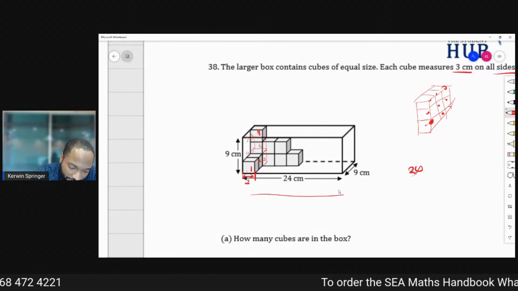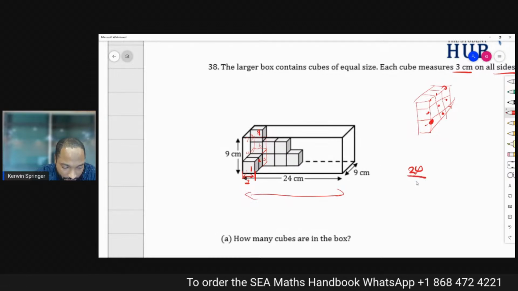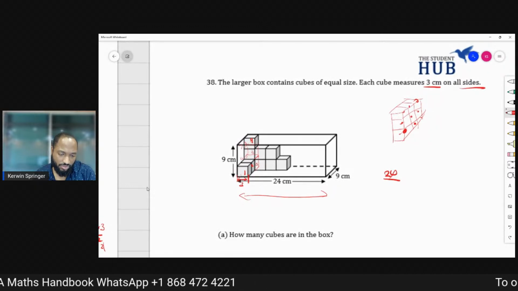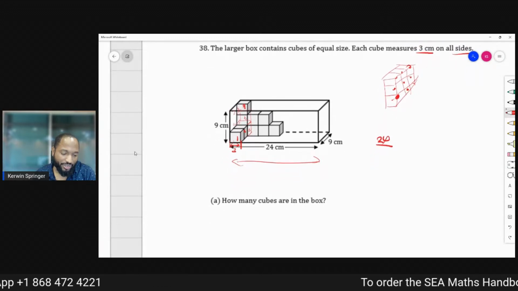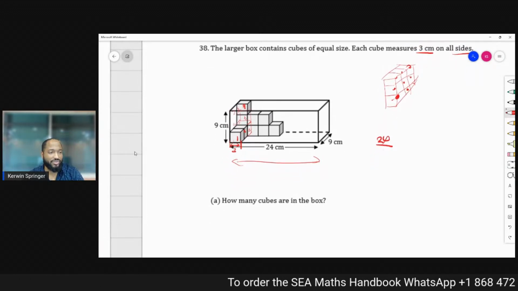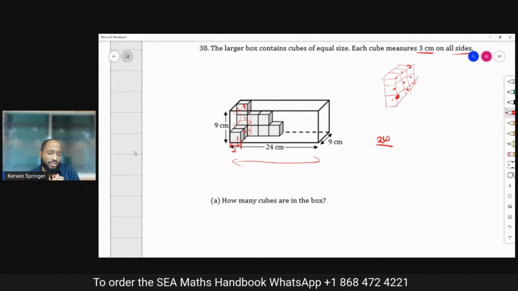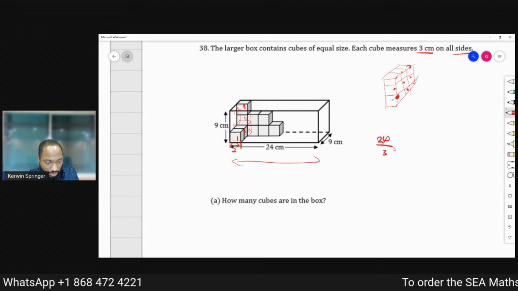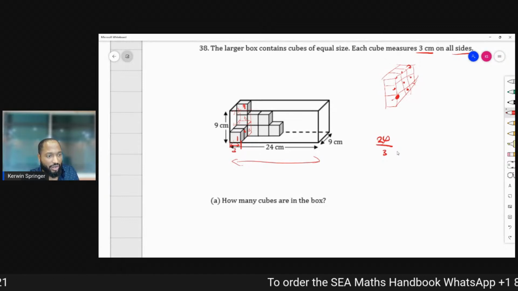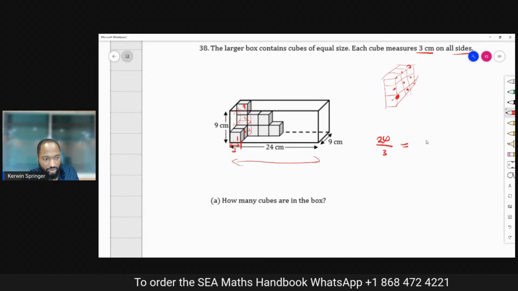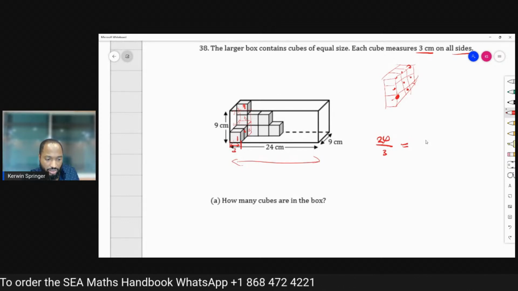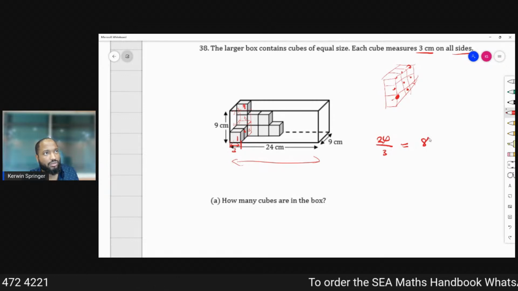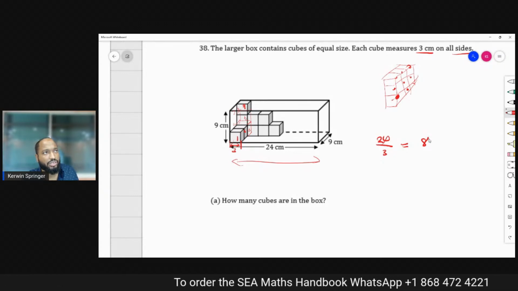And 24, which is the full length of this, 24 divided... there's a problem with this question. Is there a problem with the question? Oh no, there's not a problem. So this is 9 centimeters here, right? So it's still good. So 24 divided by 3 is how much, guys? 24 divided by 3 is 8. 8, right?